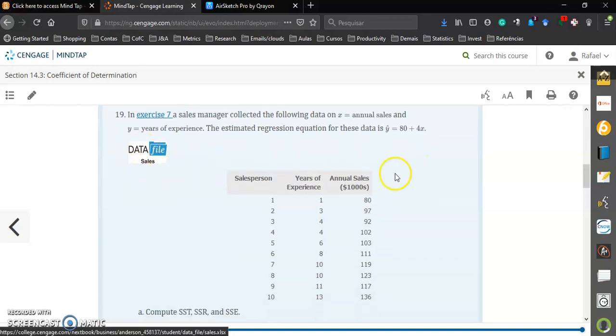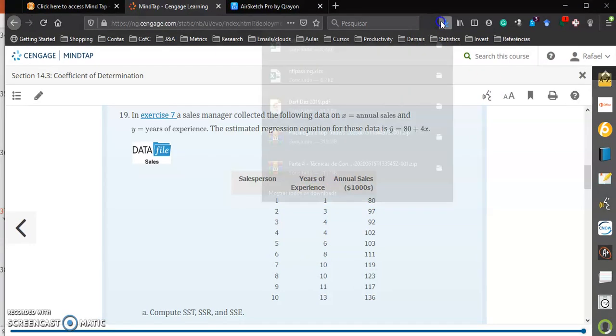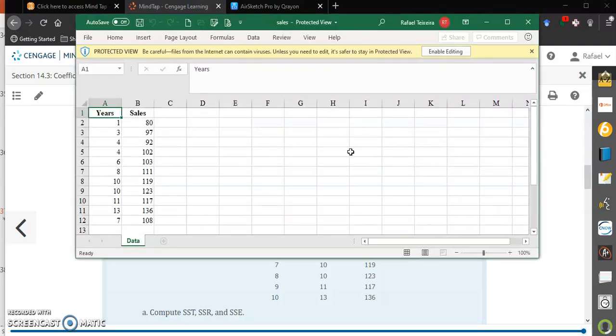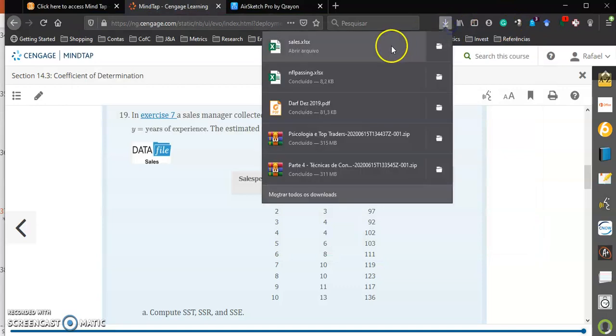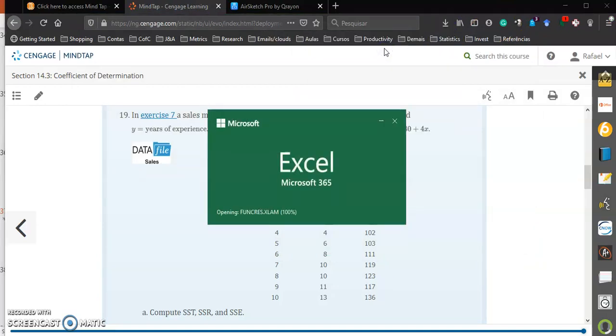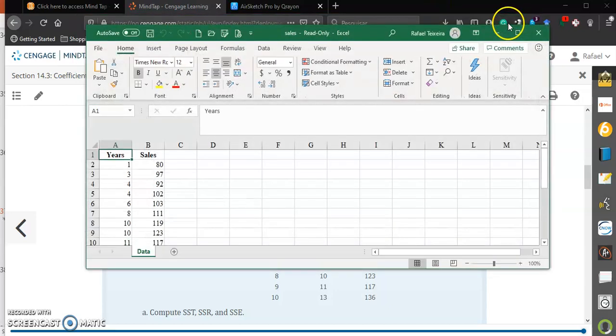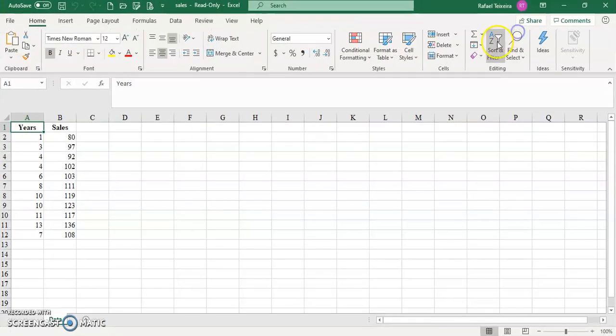If you have the data, let's use this data here. We have again annual sales and years of experience. Let me open it, sales and years of experience. Let's use the data analysis tool so you can see where this information is. Let me enable editing. And okay, so let's now use the data analysis tool to find the coefficient of determination.